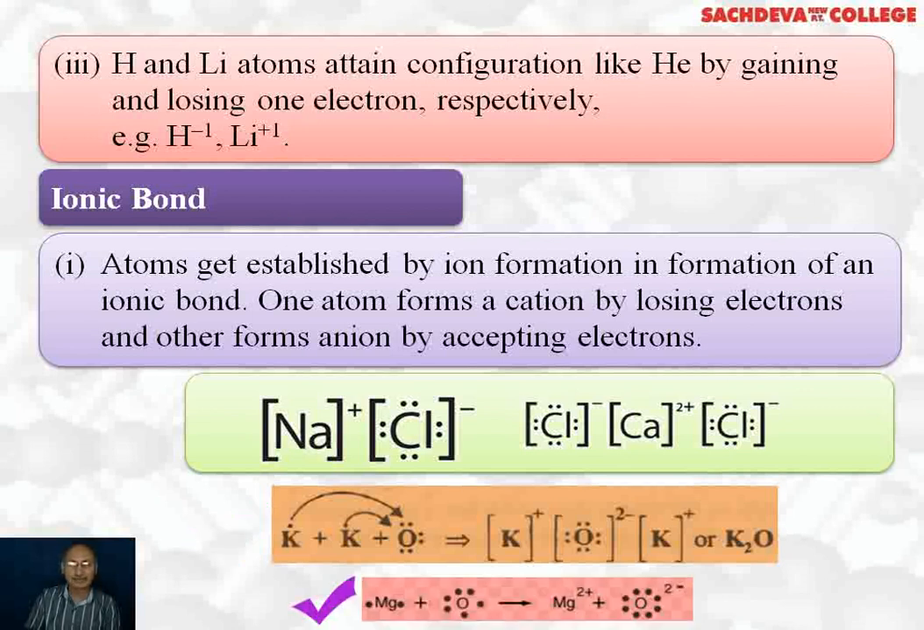Next example we are taking is of magnesium oxide. Magnesium has 2 valence electrons, whereas oxygen has 6 valence electrons. So magnesium will lose 2 electrons to become stable and it will form Mg+2 ions. Whereas oxygen will gain 2 electrons and it will acquire 2 negative charge. So the bond between Mg+2 and O-2 is ionic bond.